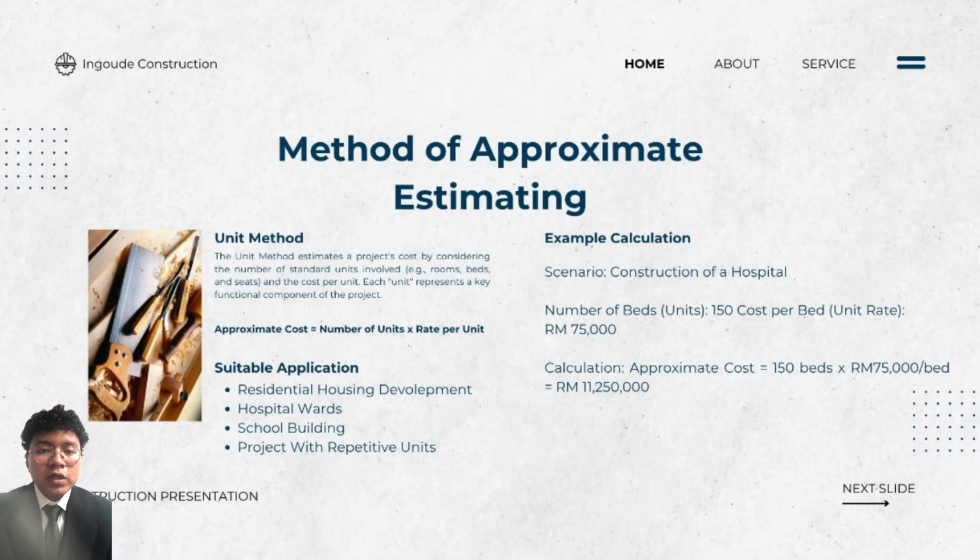A hospital with 150 beds at RM 75,000 per bed gives an estimated cost of RM 11.25 million. It is fast and simple but doesn't reflect unique project elements.